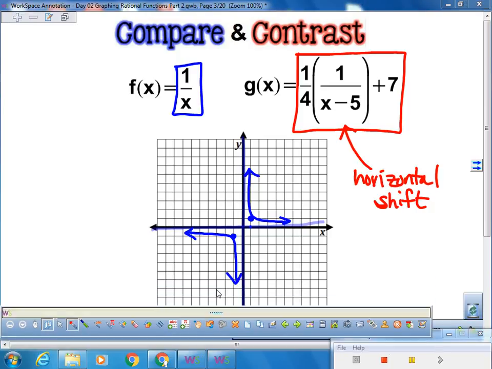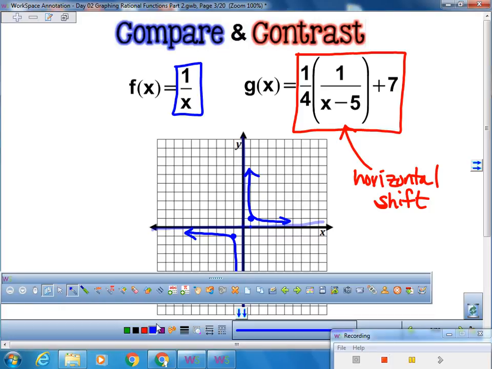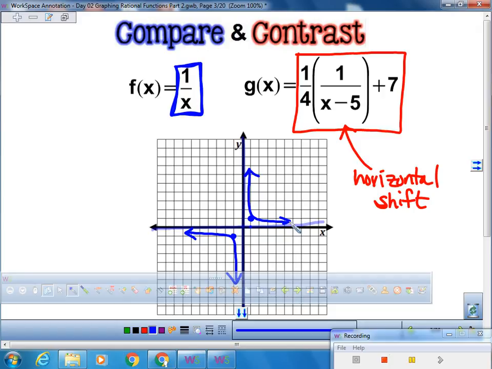So this one is our parent graph, right here, and I've graphed it. And our reference point is 1 away from each of the asymptotes, and the graph never touches the asymptote. That's what guides the graph, or the function, I should say.